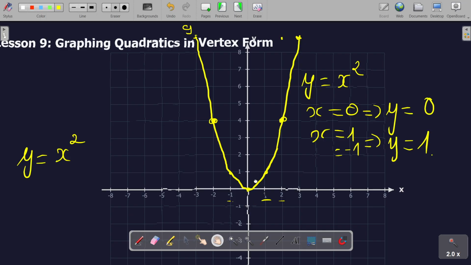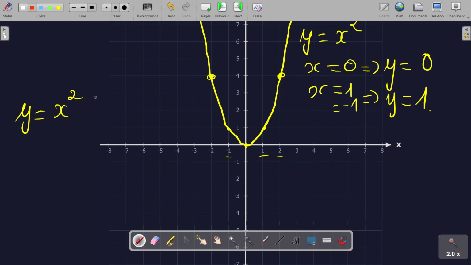Okay? I also have another important point here that I would like to draw, this red point. This is the bottom of the U, the center part here. This is called the vertex. So for y equals x squared, the vertex is at the origin, 0. So if you know the vertex, you know where the parabola sits, and the rest of the shape follows.